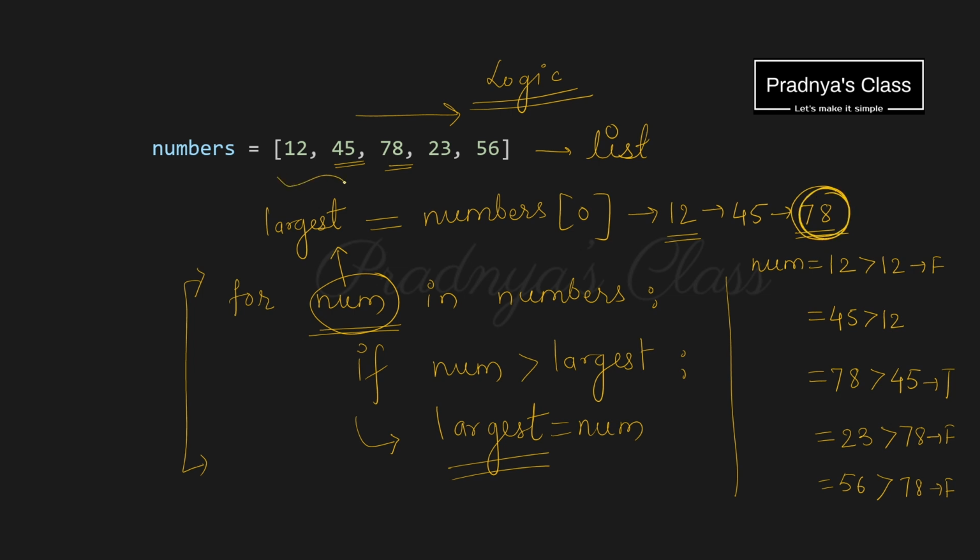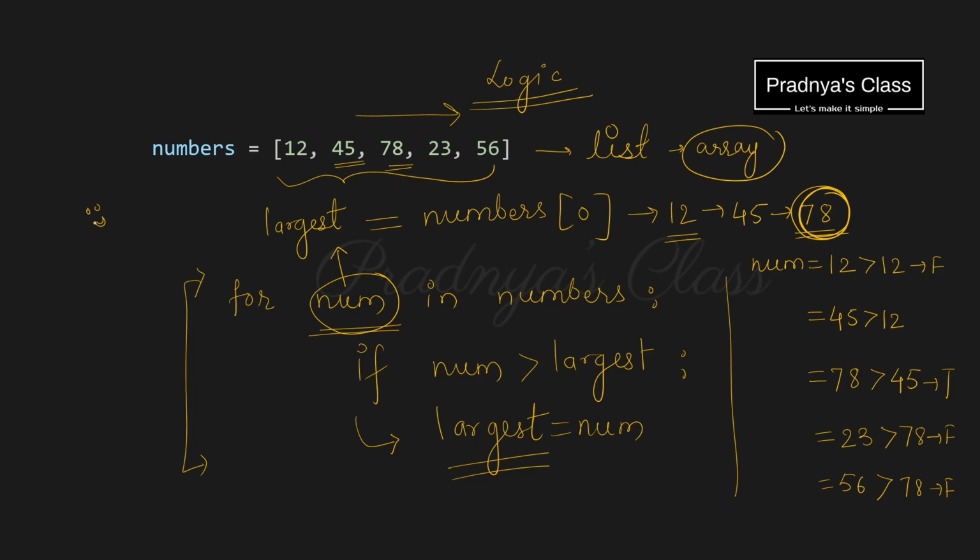And look at the list. 78 is the largest element of the list. We are getting the correct answer. If we take numbers in a list, it is just like an array. If you know other programming languages like C, C++, Java, the same approach we follow to find out the largest element from the array. Hope you understood the logic.